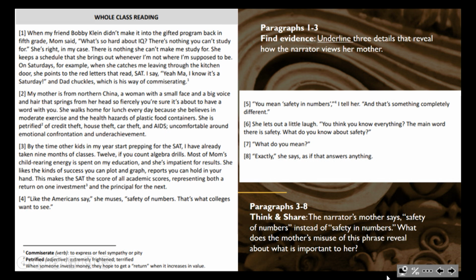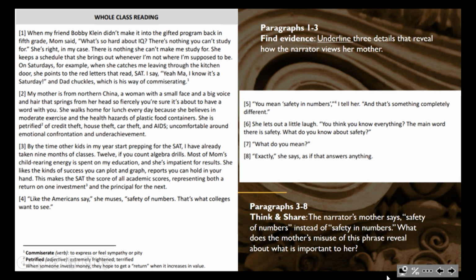When my friend Bobby Klein didn't make it into the gifted program back in 5th grade, Mom said, "What's so hard about IQ? There's nothing you can't study for." She's right, in my case. There is nothing she can't make me study for. She keeps a schedule that she brings out whenever I'm not where I'm supposed to be. On Saturdays, for example, when she catches me leaving through the kitchen door, she points to the red letters that read SAT. I say, "Yeah, Ma, I know, it's a Saturday." And Dad chuckles, which is his way of commiserating.